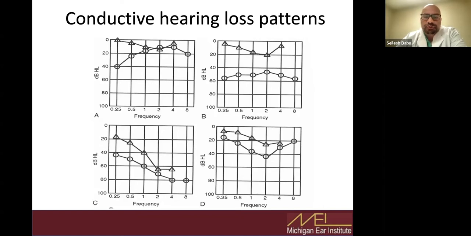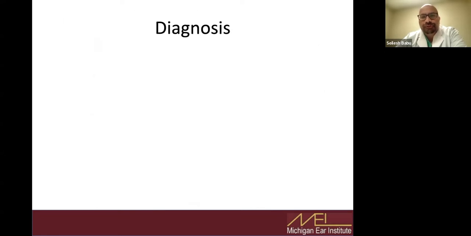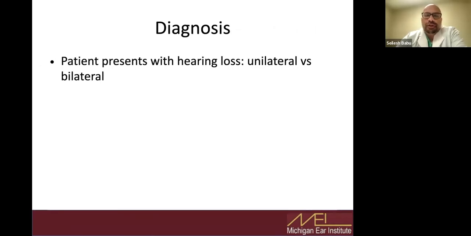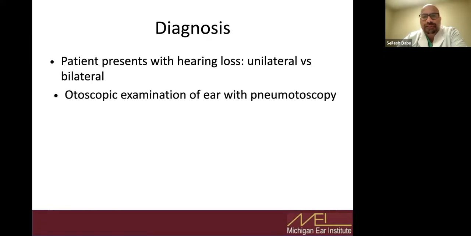Versus mixed hearing loss, which could represent cochlear otosclerosis or other abnormalities of the inner ear in combination with middle ear issues. These patients obviously come in and say, I have a hearing loss. They can have unilateral symptoms, which is probably more common than bilateral in conductive hearing loss patients.